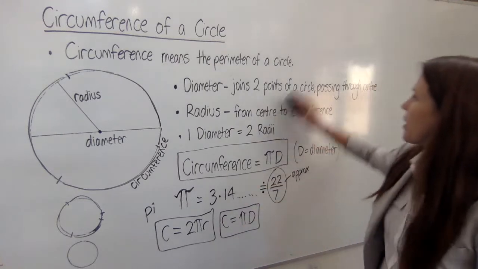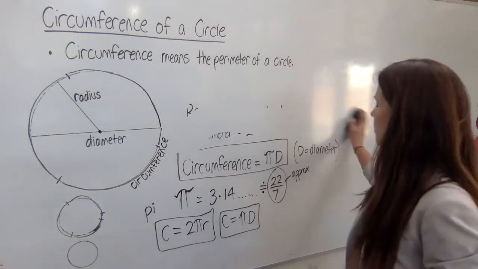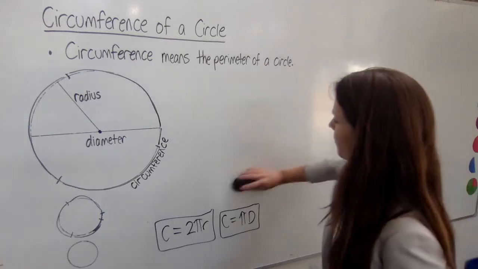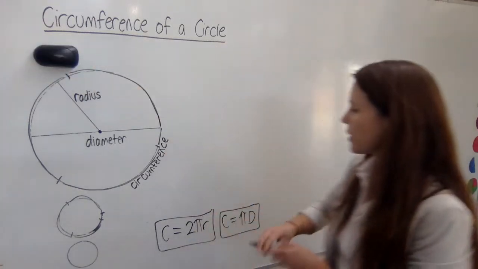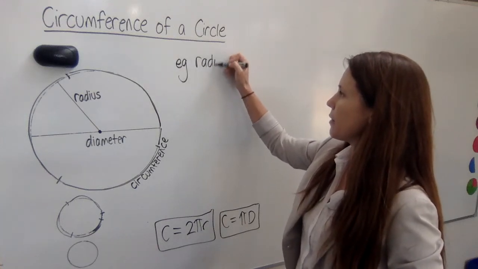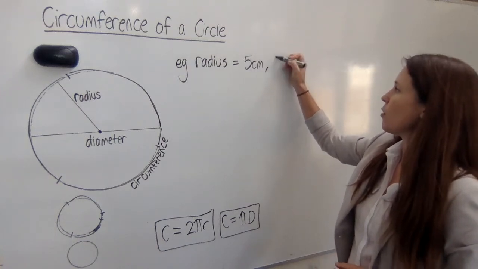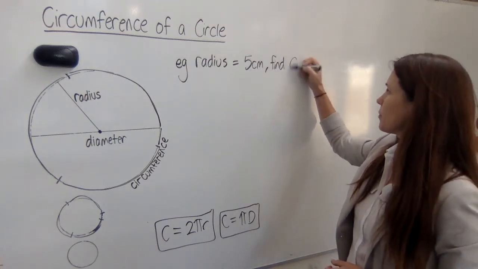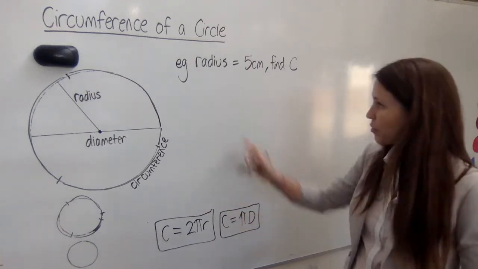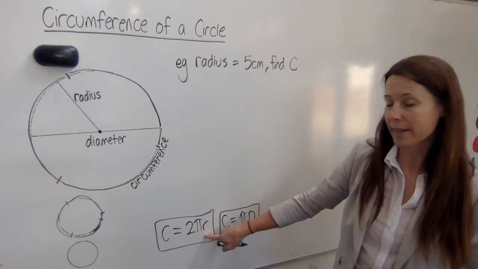Let's have a look at a couple of examples of how to use this. If you haven't got this down, you can pause the video to take those notes. And let's leave our formulas down the bottom there so that while we do our examples, we can see what to do. So example, if the radius is 5 centimetres, find the circumference. I'll just write C. All right, which formula are we going to use here? Well, we've been given the radius, so it makes sense to use the formula that has radius in it.